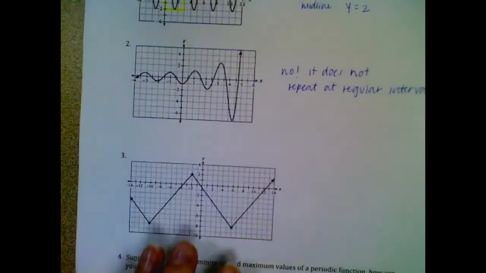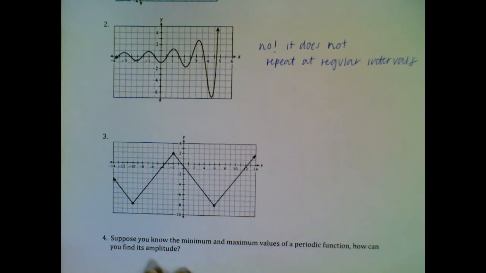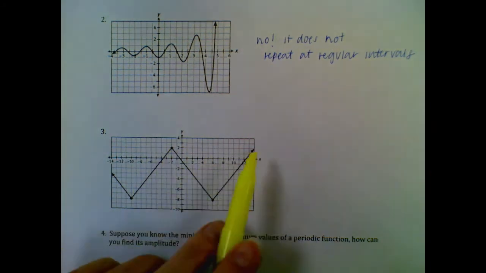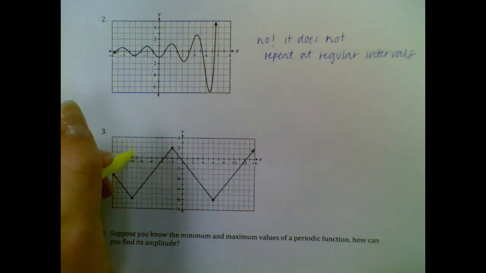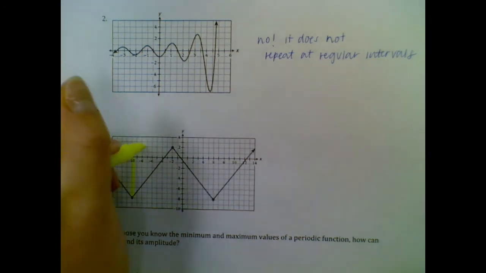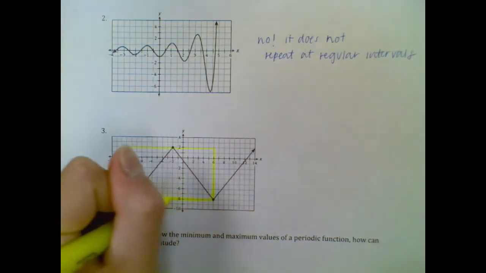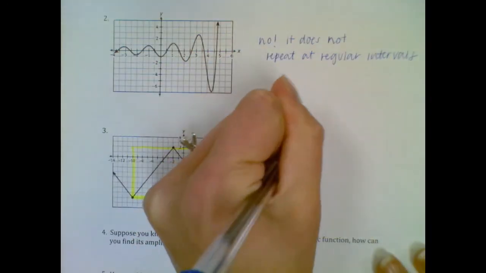All right, number 3. Let's look at this. This one looks like it can be, right? I can either go from this max to that max or this min to this min. I'm going to do the minimums, but there is no right or wrong way to draw your box. No matter what you do, from the max to the max or the min to the min, your box will be the same, okay? So yes, because it repeats, right?